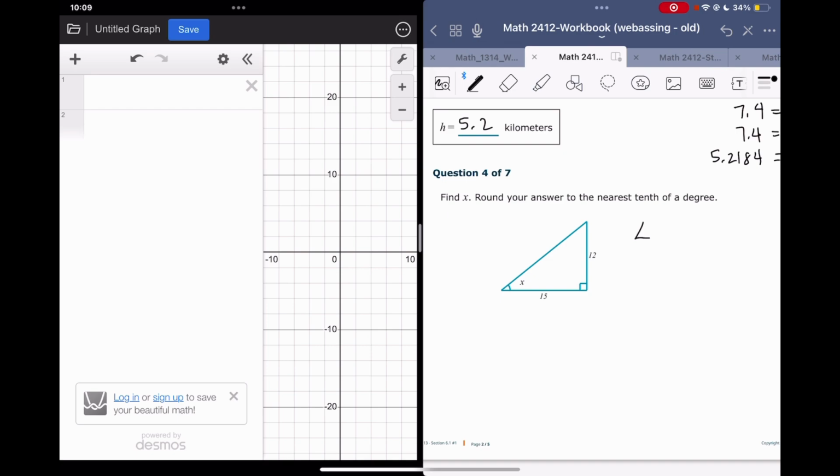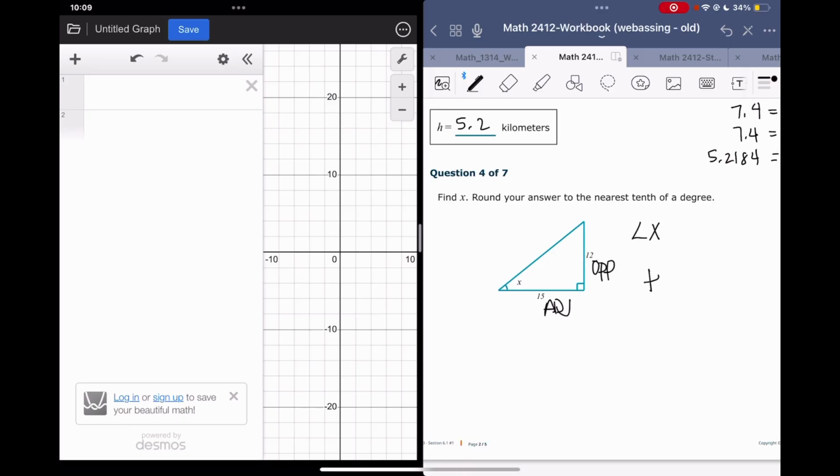Your angle is X. And then we have the adjacent side as 15. And the opposite side is 12. So it's going to be tangent X equals 12 over 15. So we're going to do the inverse function of 12 over 15.